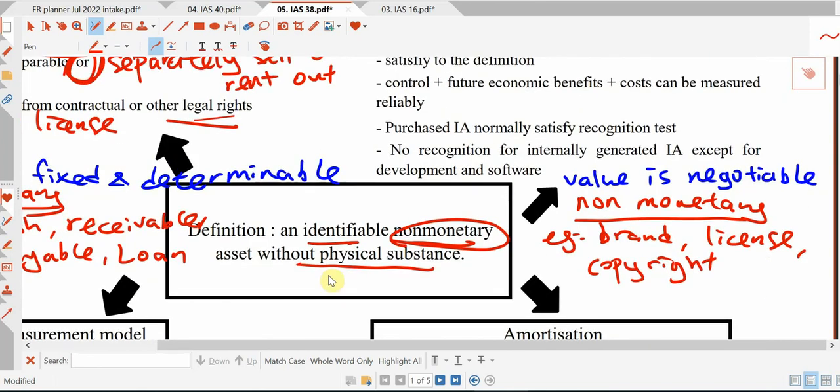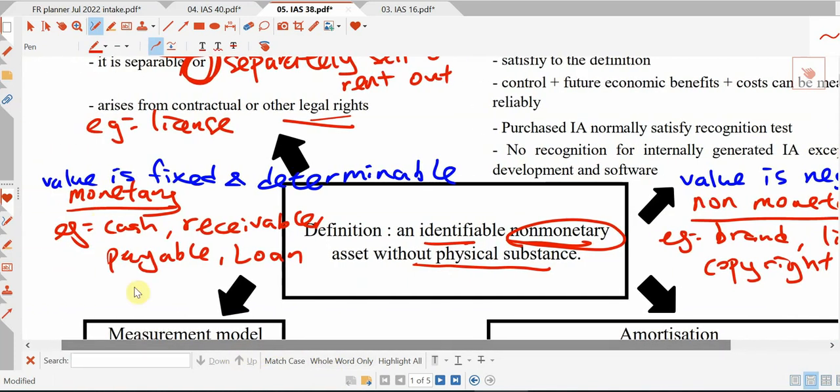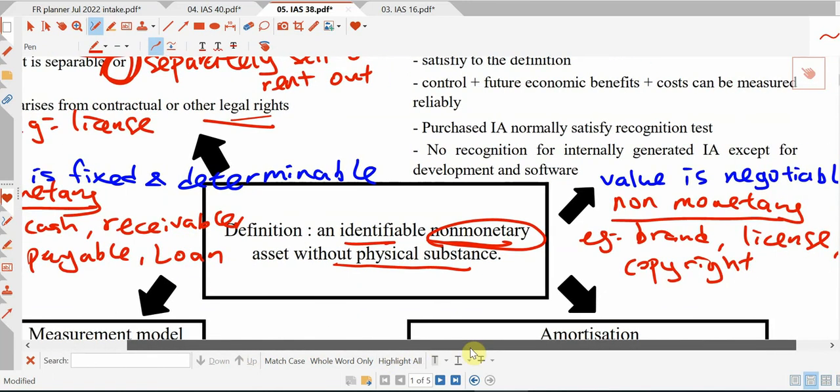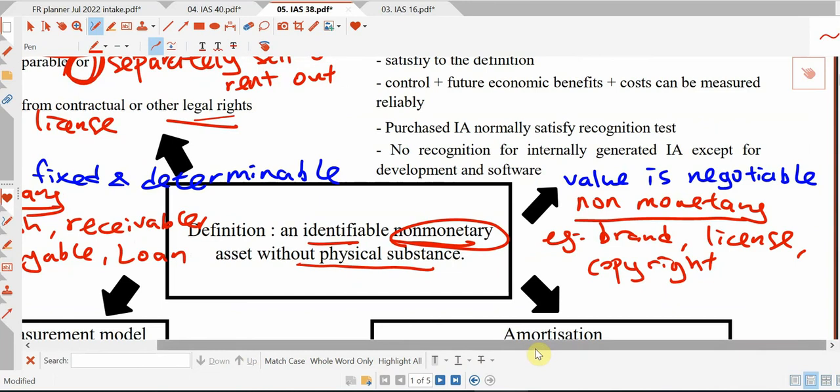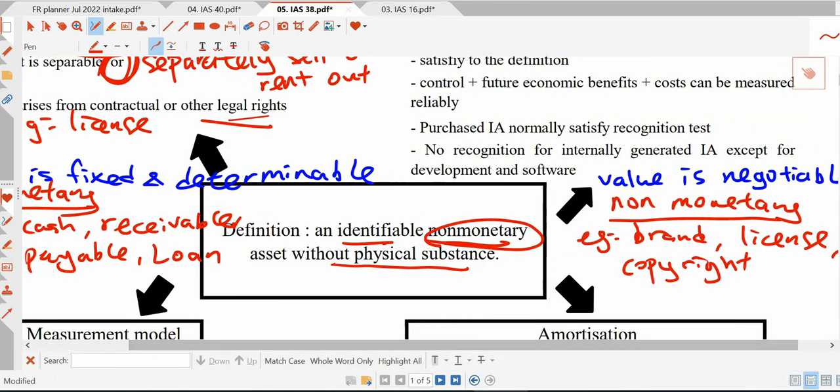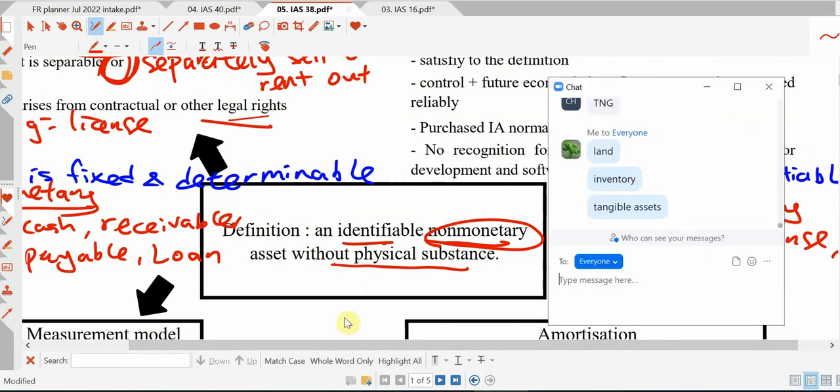Let's come back here then. Alright, so identifiable non-monetary asset without physical substance. That means, class, if you look at the left side, tonight I am not going to talk about cash. I am not going to talk about receivable, payable and loan. Tonight, I'm going to talk about brand, license, copyright. Okay, great. I got one question to ask you before I move on.